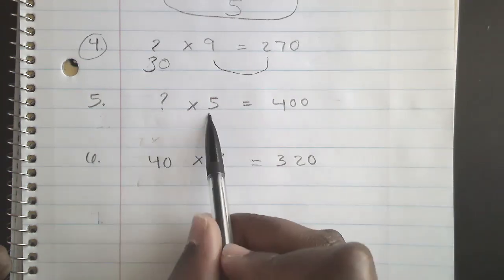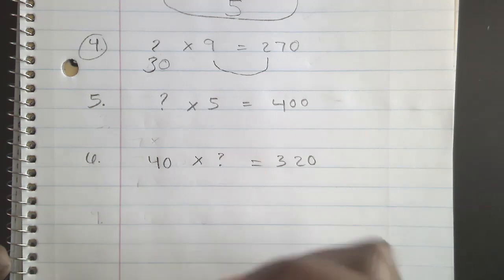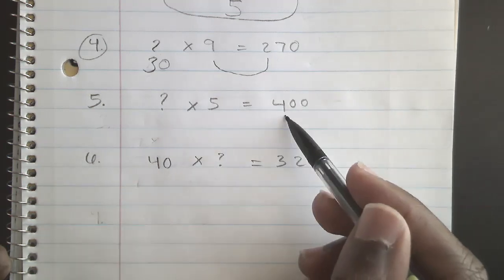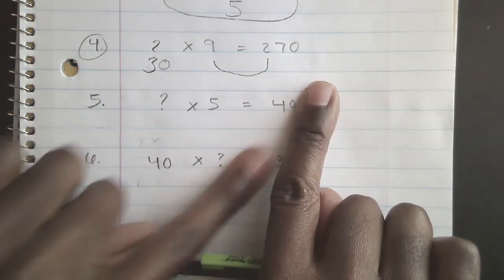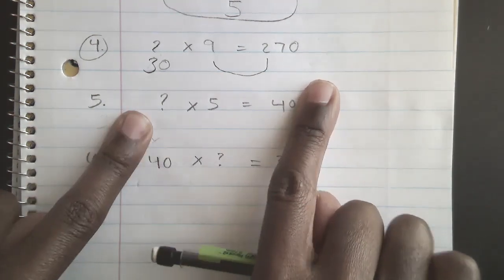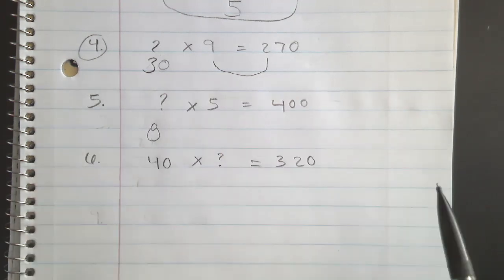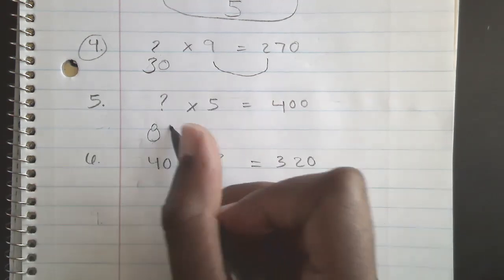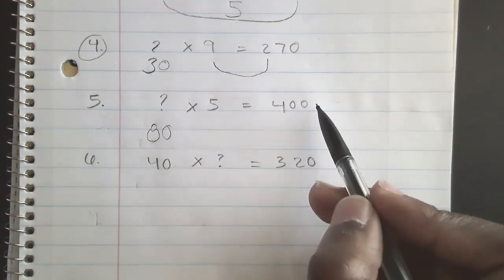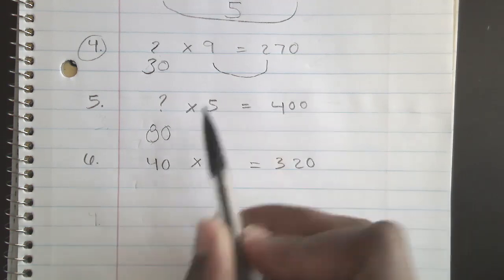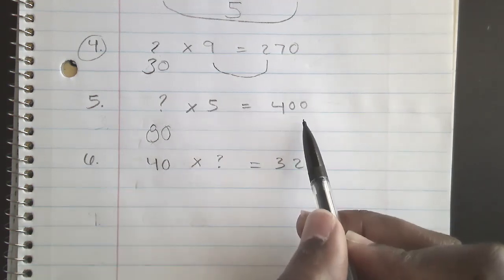Our next one, what times 5 equals 400? Okay, so if I'm not sure what times 5 equals 4 or 40, I can cover up my 0 and do 40 divided by 5 equals what? And then you have your answer, which equals 8, okay? 80, I'm sorry. 40 divided by 5 equals 8, because you have that one 0 and then the extra 0 there, okay? All right, so 80 times 5 equals 400, okay?